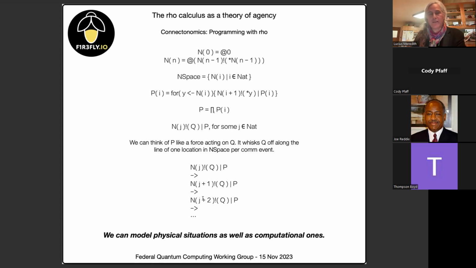In fact, we can go quite a bit farther with this analogy. I don't have time to do that here, but you could imagine that instead of whisking it off at 1 per communication event, we could whisk it off as the square of the communication event. We could represent acceleration and many other physical phenomena related to gravitation. This gives you some sense of how we might model the physical world using rho-calculus programs.